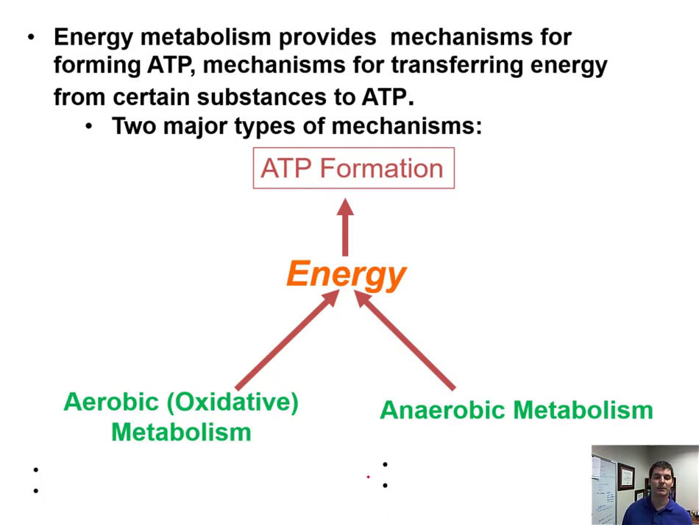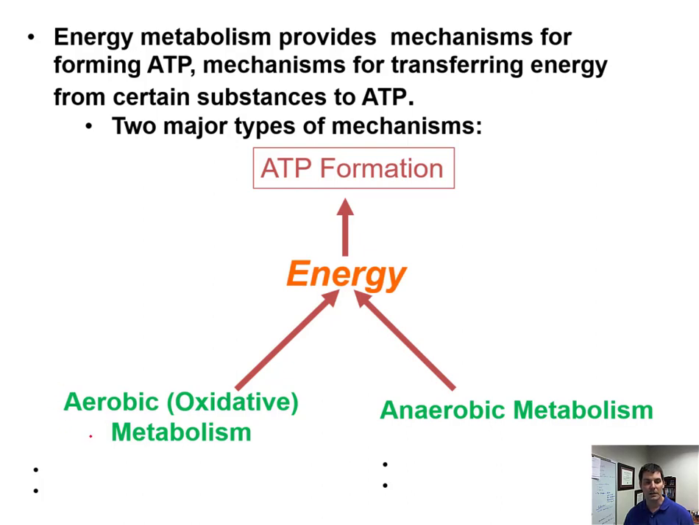We can think about this system as having a pro and a con. The pro to anaerobic metabolism is that it is able to provide energy extremely rapidly. The con of anaerobic metabolism is that it provides only a small or limited amount of ATP. So it's fast, but a small amount of energy.